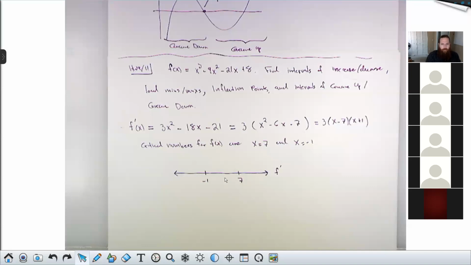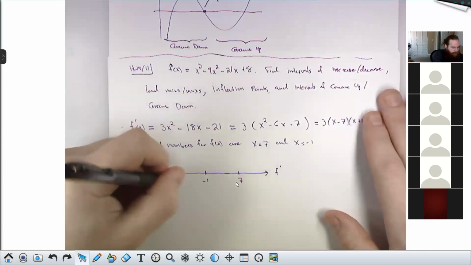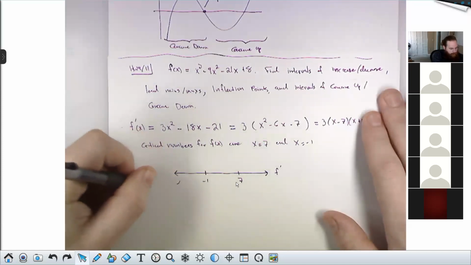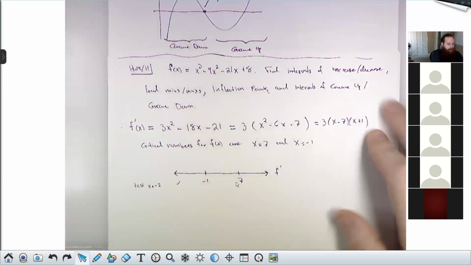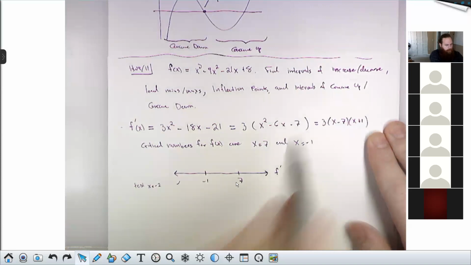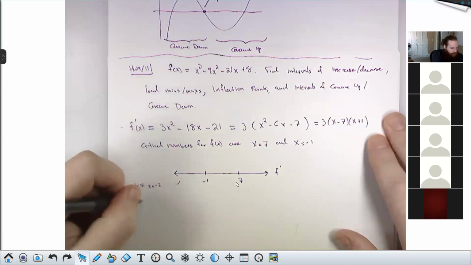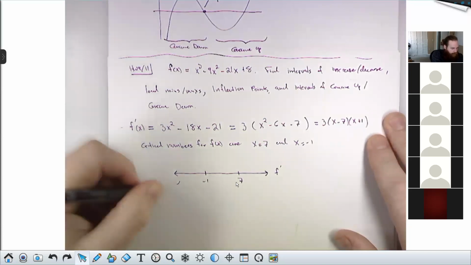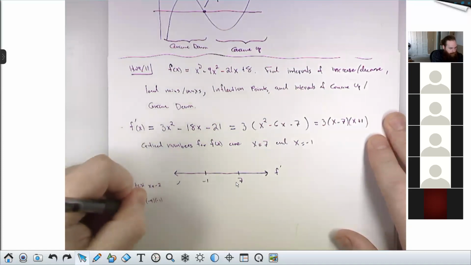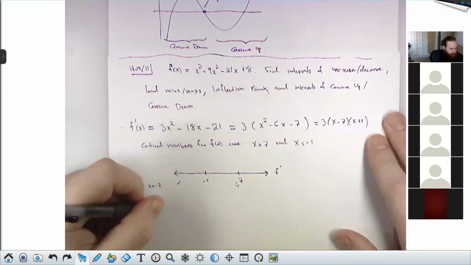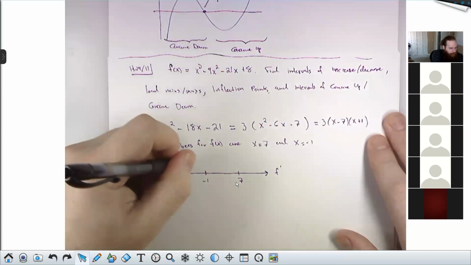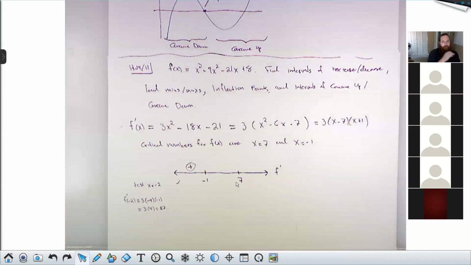So over here, I could test x equals -2. If I plug -2 into f prime, that's 3 times -9 times -1. This is 3 times +9, which is +27. So f prime is positive over here, which means f is increasing everywhere over there.